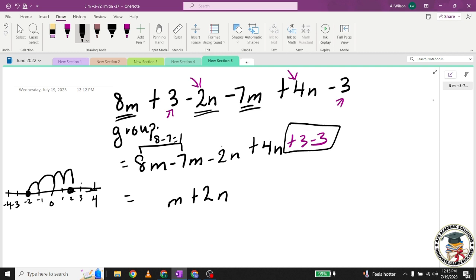Plus 3 and minus 3 gives me 0, which means our answer is still m plus 2n. So anytime you see a variable or a number wherein there is a negative operation happening or a minus operation happening, it's generally going to give you 0. So keep that in mind at all times. So 8m minus 7n minus 2n plus 4n plus 3 minus 3 will give us our final answer of m plus 2n. And then we look at the last question here now.